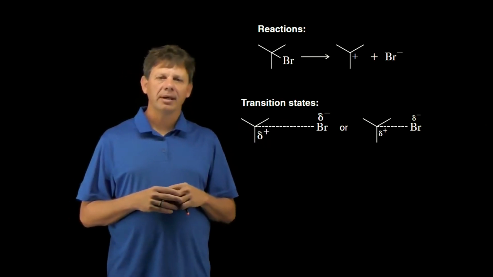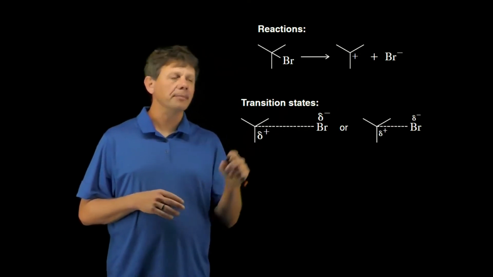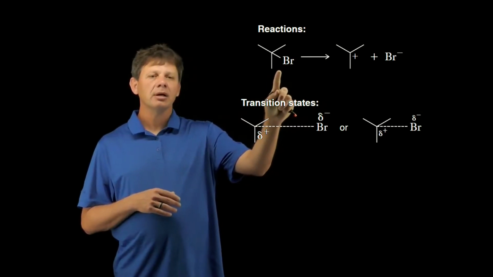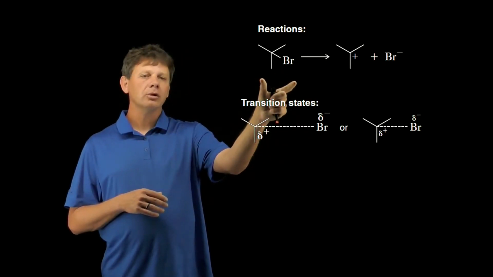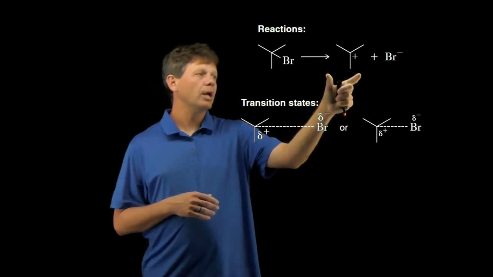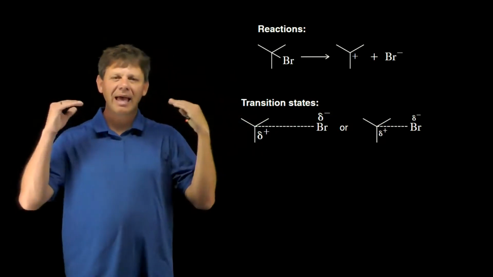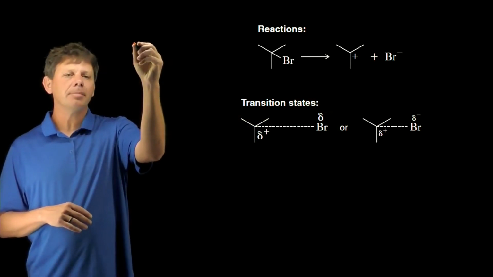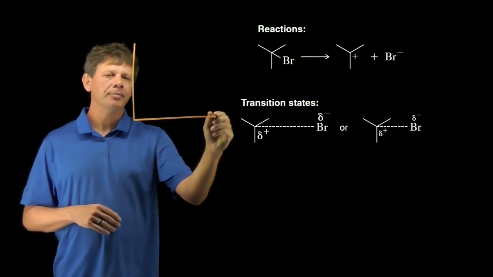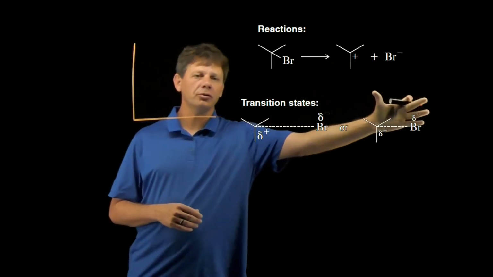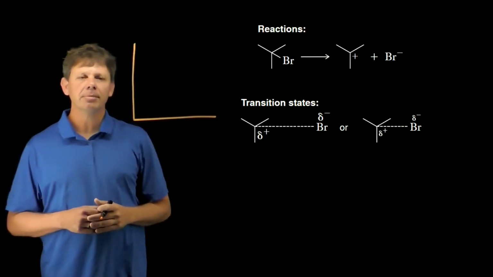Essentially, this is an application of the Hammond postulate. And when we look at this reaction going from a neutral alkyl halide to a cation and a bromide, we have to ask ourselves, is this probably an uphill or a downhill step? Well, going from neutral to two charges is probably going to be uphill.